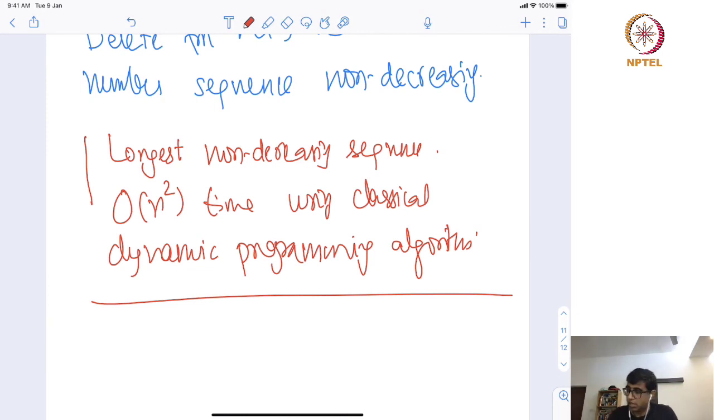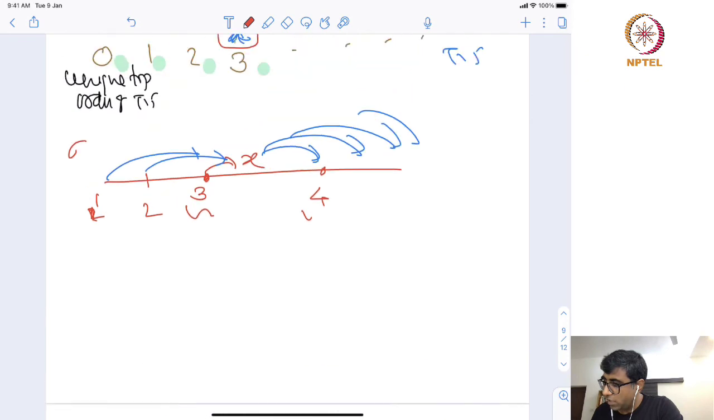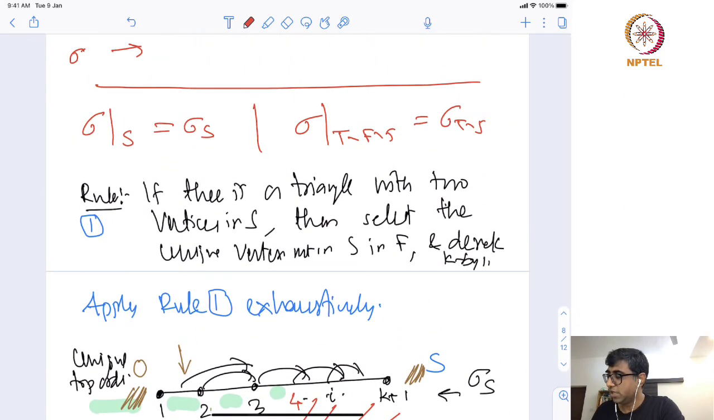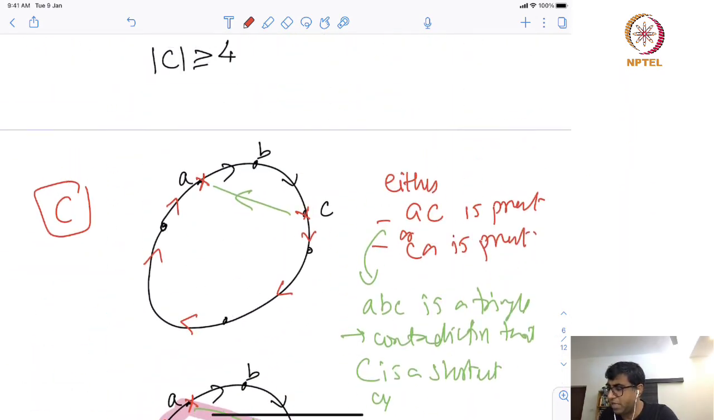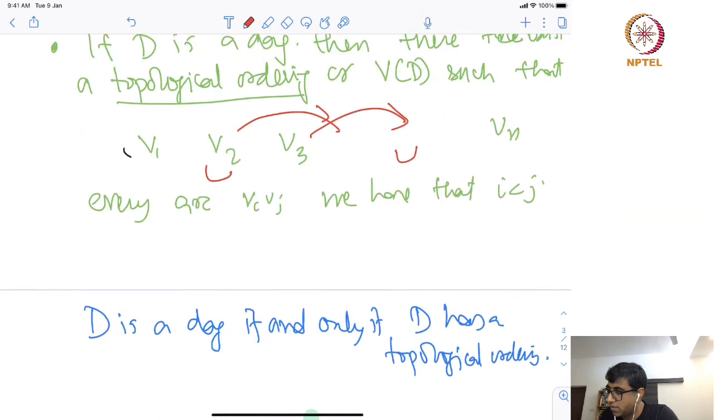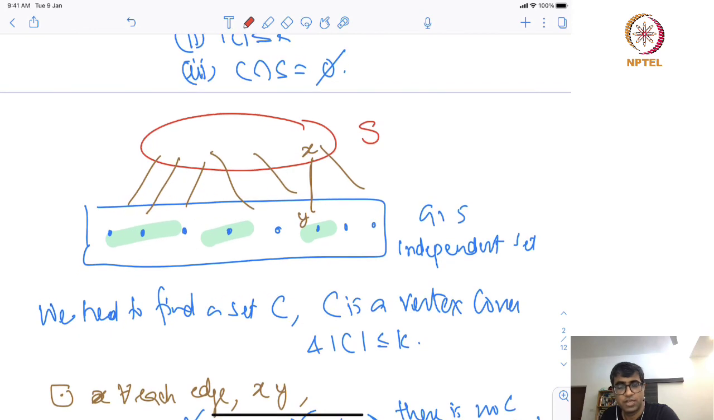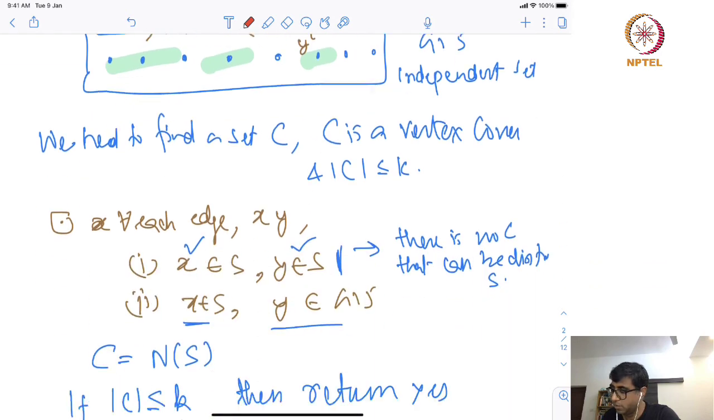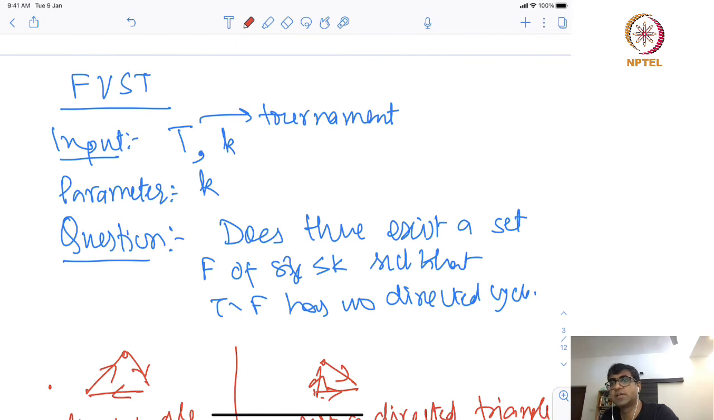Okay, so that should be all for 2 lectures for this. You notice that the disjointness constraint actually gives us so much structure that several times we can solve the problem in polynomial time. For vertex cover, it was pretty easy: all we did is check whether the graph induced on S is independent, if not, say no, otherwise take all the neighbors outside. And for tournament feedback vertex set, we reduced the problem to finding longest non-decreasing numbers.